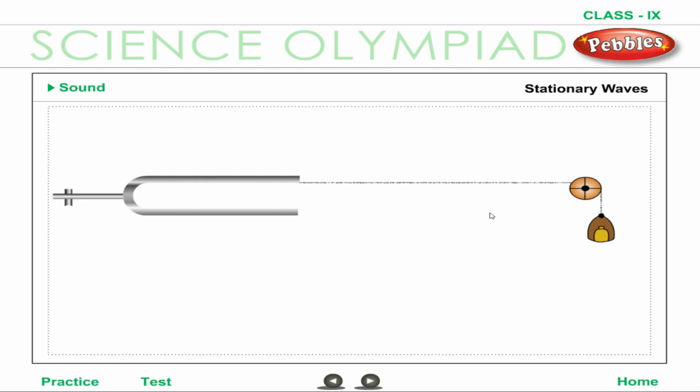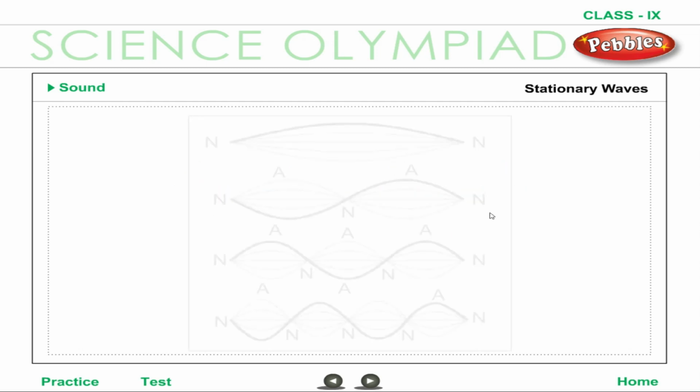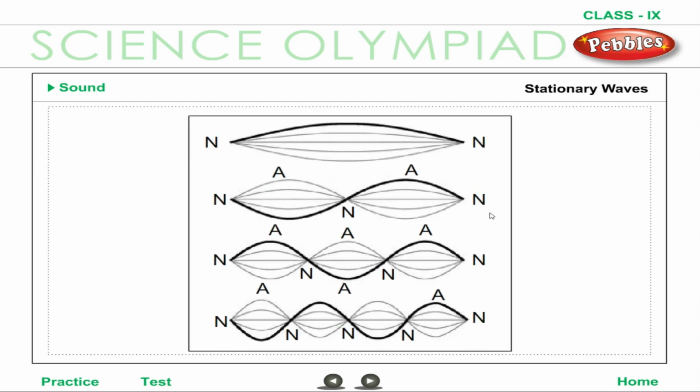When the fork is set in vibration, a progressive wave travels along the string to the other end and is reflected back. If the fork is kept in vibration, the incident and reflected waves combine to form a stationary or standing wave, and the string vibrates in a series of equal segments. Franz Melde of Germany performed this experiment in the middle of the 19th century.